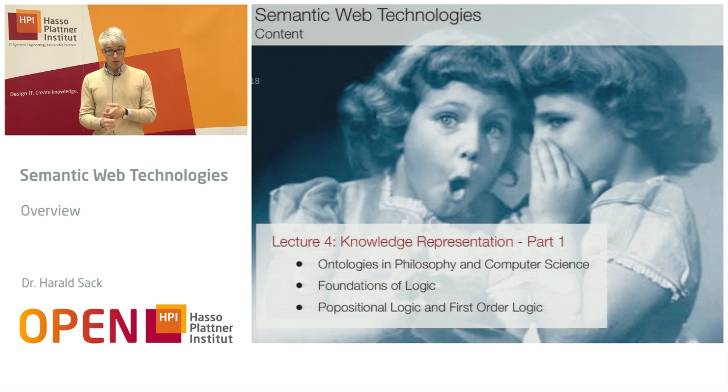So in lecture number 4, we have the first part of knowledge representation, and there we find for the first time the term ontology. And ontology is nothing else but a kind of knowledge representation for computer scientists. But the term has a much longer history. It comes originally from the ancient Greeks, and there it's a part of the philosophy of general metaphysics. And we will have a close look at where this term comes from.